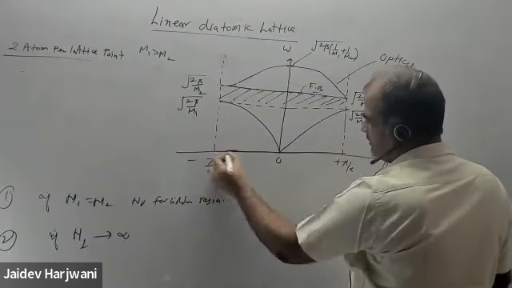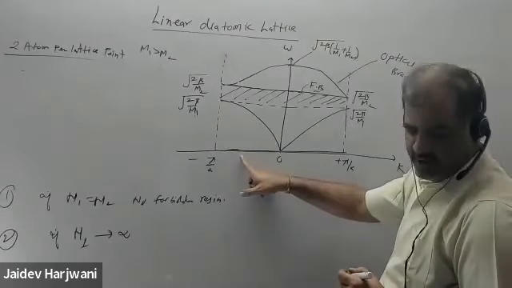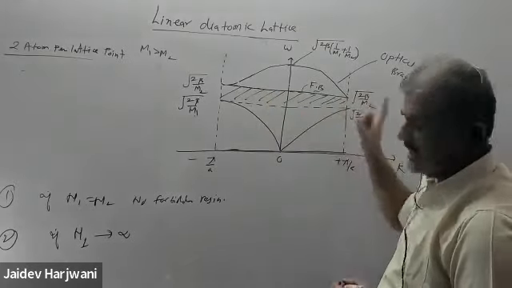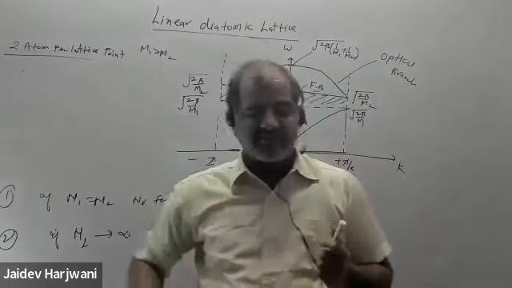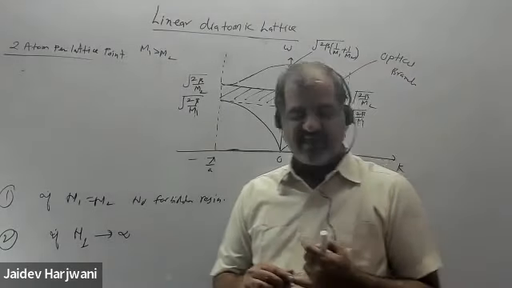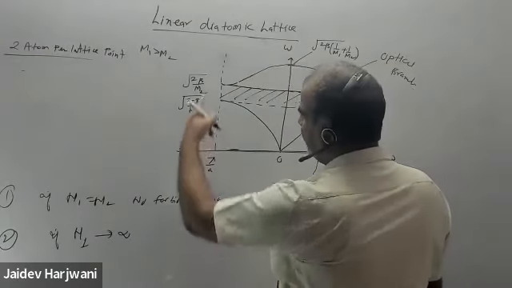So you have no acoustic branch. The frequency of the acoustic branch becomes 0, and you have only the optical frequency. That means your crystal is now vibrating with what? A constant frequency. If out of the two, M1 and M2, one is very large, if M1 is infinite, then your atom will be vibrating.